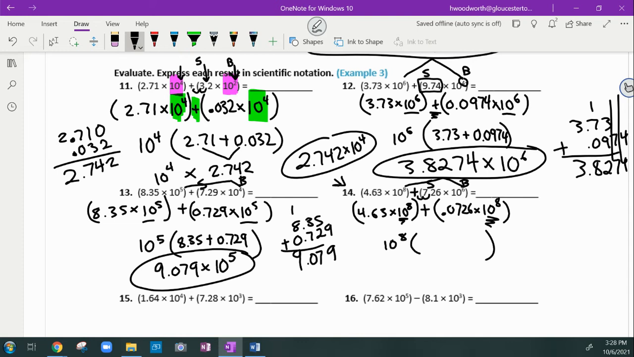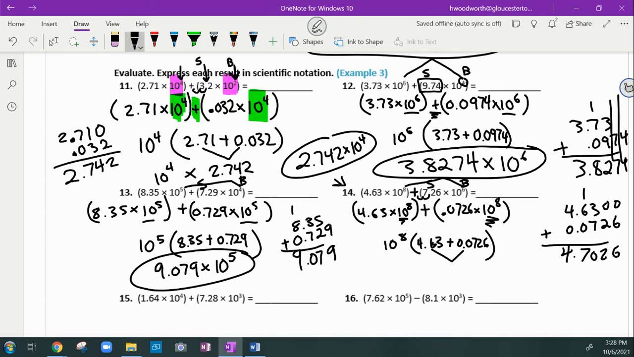to the 8th. Now, what am I left with? I'm left with 4.63 plus 0.0726. I got to add those, 4.63 plus 0.0726. I need 6, 2, 0, 1, 7. Boom, boom, boom. All right.